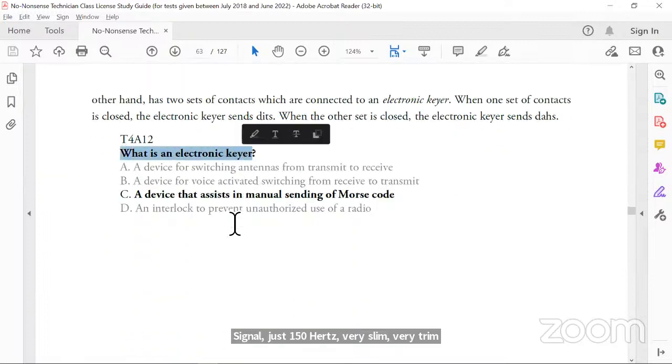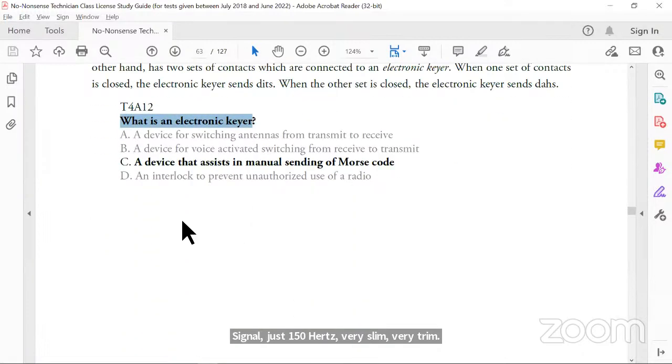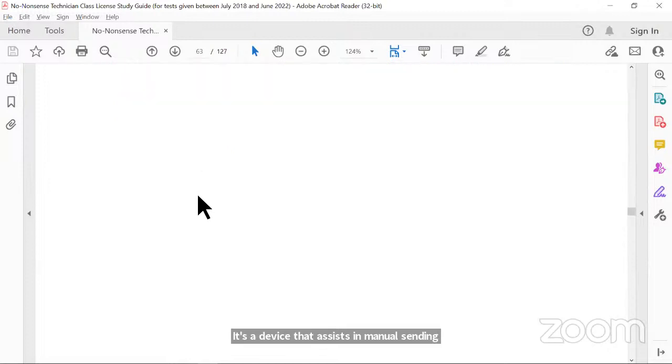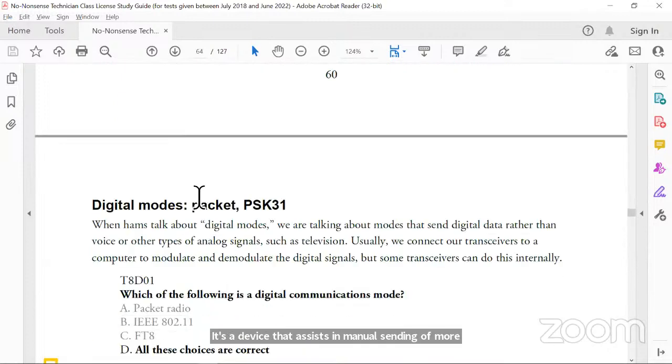Next question, what is an electronic keyer? Well, we had a picture of it. It's a device that assists in manual sending of Morse code, right? We showed a paddle type. Okay. And we'll end with the last question.